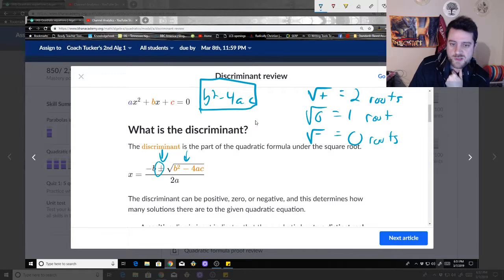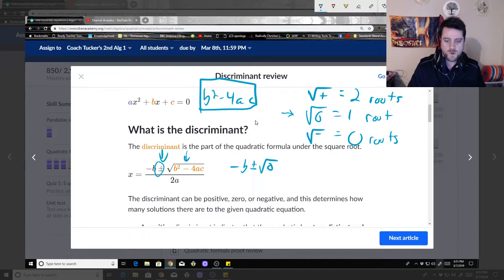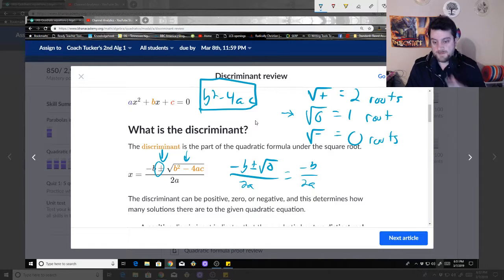Now, if your discriminant equals 0, like in this case here, then you're only going to have one answer. And the reason why is you're going to get negative b plus or minus the square root of 0, all over 2a, which the square root of 0 is just 0. And plus or minus 0 doesn't change anything, so negative b over 2a. That's it. So you have only one solution, and that's what happens to be your solution.